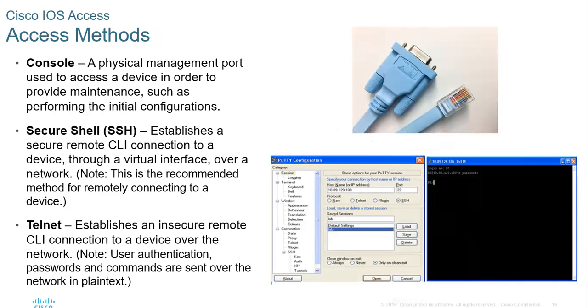Access methods. One is console, a physical management port used to access a device in order to provide maintenance, such as performing the initial configurations. Secure Shell, SSH, establishes a secure remote CLI connection to a device through a virtual interface over a network. Telnet is basically used for remote login purposes. It establishes an insecure remote CLI connection to a device over the network.